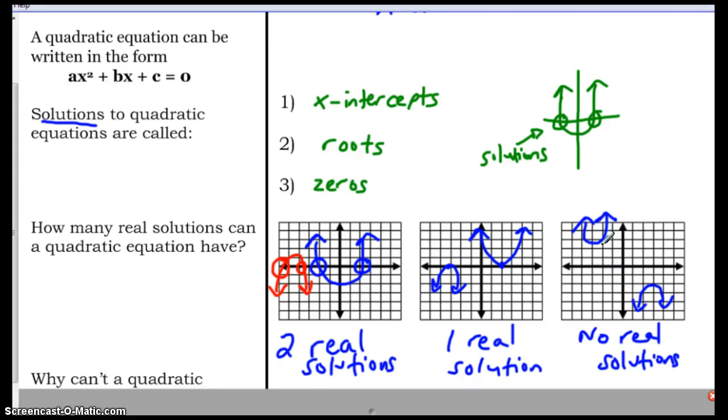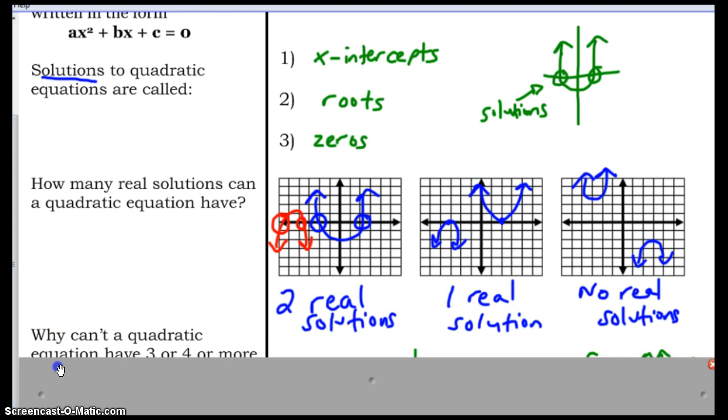Some examples are shown visually here. Your vertex would have to be above the x-axis and the parabola going up for it to have no real solution, or the vertex below the x-axis and the parabola going down. So there are the possibilities of having 2 real solutions, 1 real solution, or no real solutions.